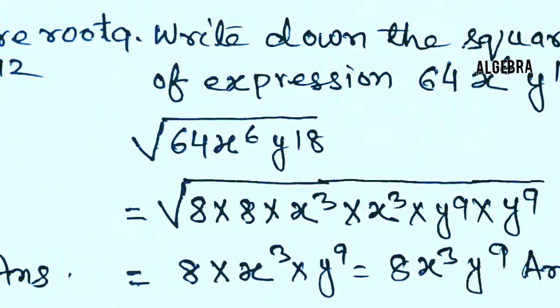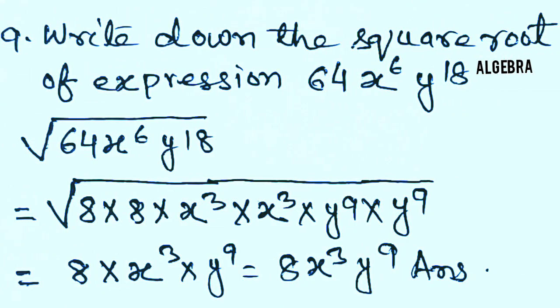Answer. 9. Write down the square root of expressions 64x^6 y^18. The square root of 64x^6 y^18 is equal to the square root of 8 into x^3 into x^3 into y^9 into y^9, which is equal to 8 into x^3 into y^9, which is equal to 8x^3 y^9.